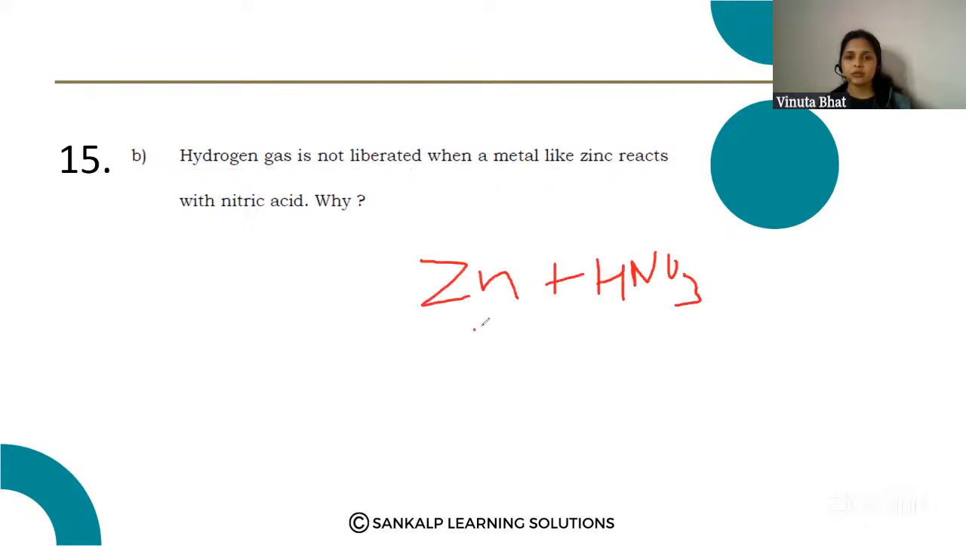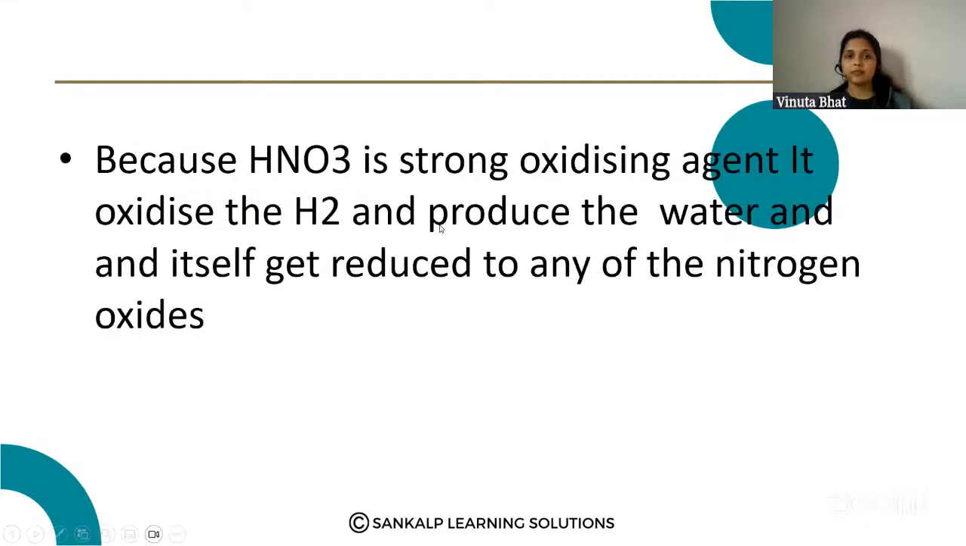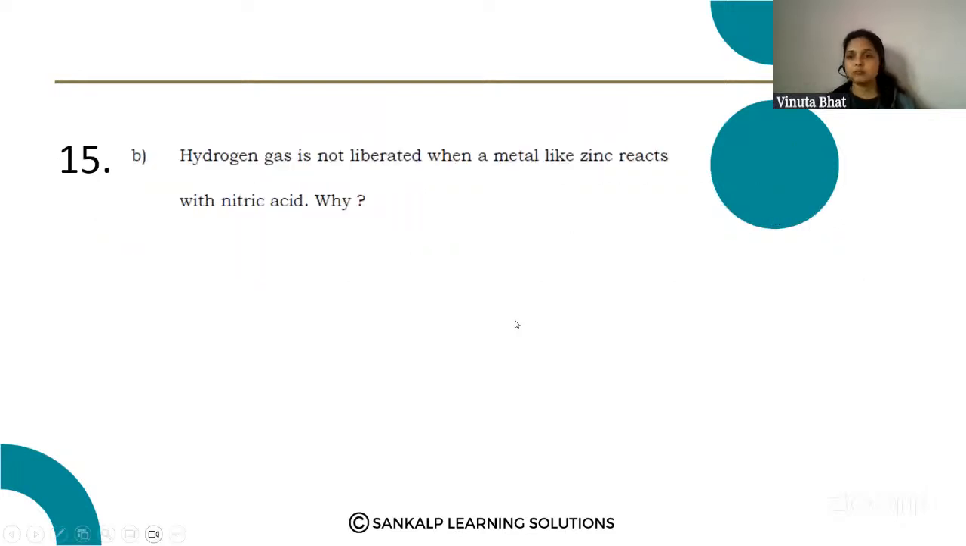You know that when a metal reacts with acids, it forms hydrogen gas. But here, when it reacts with HNO3, nitric acid, the hydrogen gas will not be released. What is the reason? Because HNO3 is a strong oxidizing agent. It oxidizes the hydrogen to produce water and itself gets reduced to any of the nitrogen oxides. So for this reason, hydrogen is not produced. So this is the question.